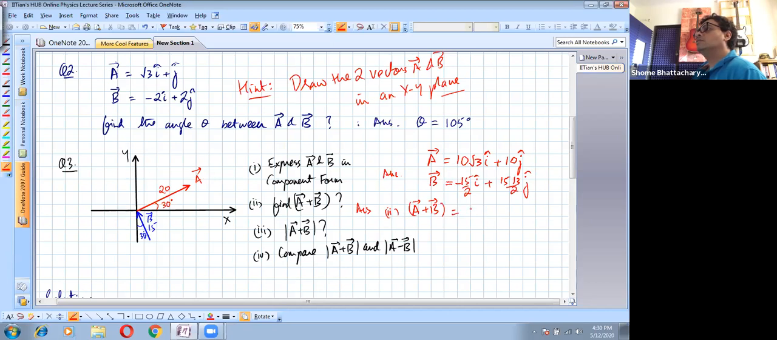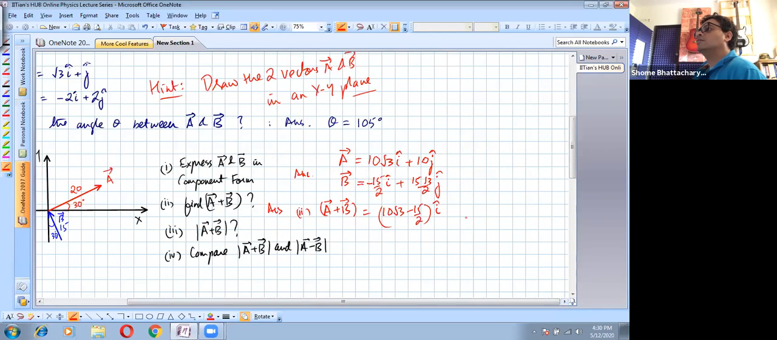It is 10 root 3 minus 15 by 2 I cap plus 10 plus 15 root 3 by 2 J cap. This will be this. Okay.